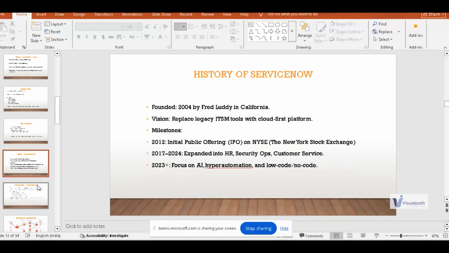History of ServiceNow: it was founded by Fred Luddy in California in 2000. He was earlier working for Peregrine, and he was chief executive officer in that company. He came out and started developing his own tool, and that's how he created it. Initially, 4 or 5 members worked on it, and then they created this.